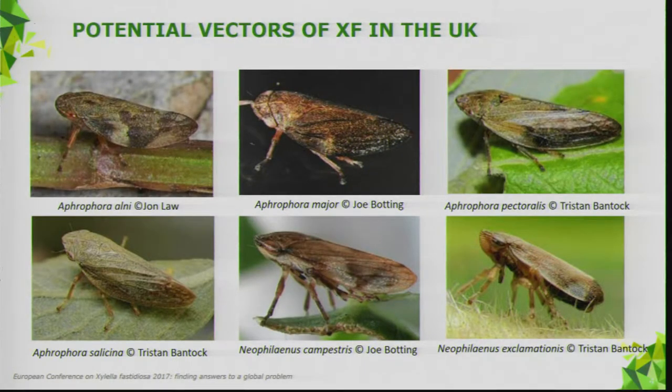Apart from Philaenus spumarius, possibly the most important potential vector is Aphrophora alni, the alder spittlebug. This is because it is polyphagous. It does occur on woody and herbaceous plants. It's widespread and it's relatively common. Another species which is common in the UK is Philaenus campestris.